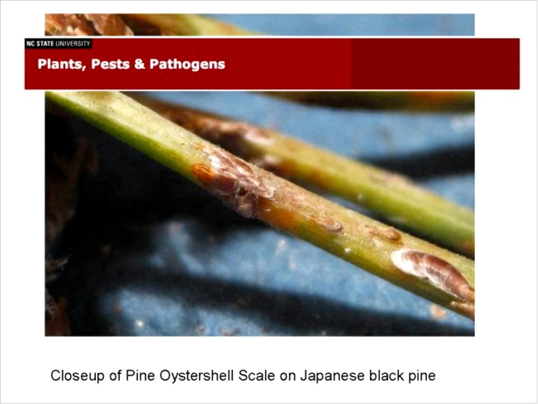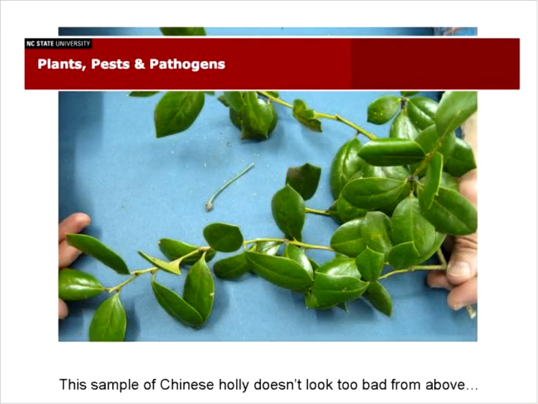So there's a very good chance that humans have aided the spread of the scale into North Carolina and throughout the state. All right. Carrying on with the scale theme, this is some Chinese holly from my own front yard.